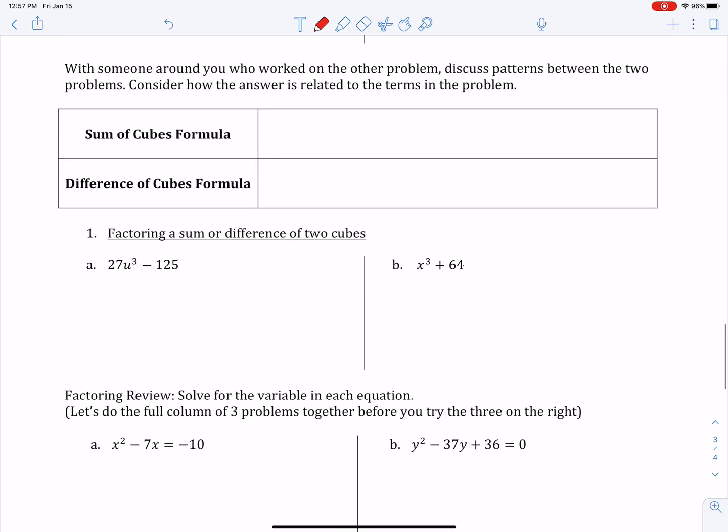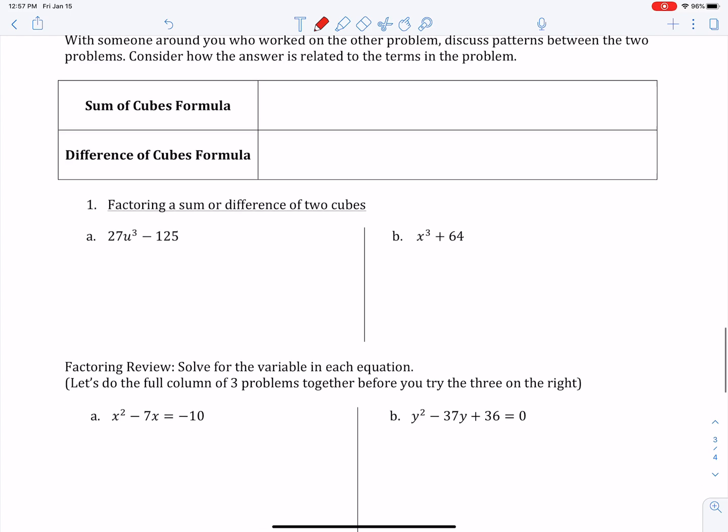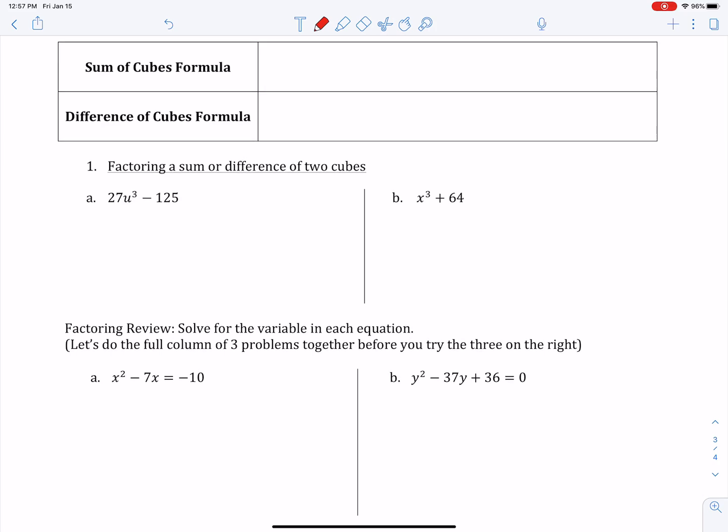So this says, with someone around you who worked on the other problem, discuss patterns between the two problems. We're going to go ahead and skip that. And then it says, consider how the answer is related to the terms in the problem. So looking at the sum of cubes formula, what you're going to need to know is a to the third power plus b to the third power, or cubed, equals a plus b, in parentheses, a squared minus a times b plus b squared.